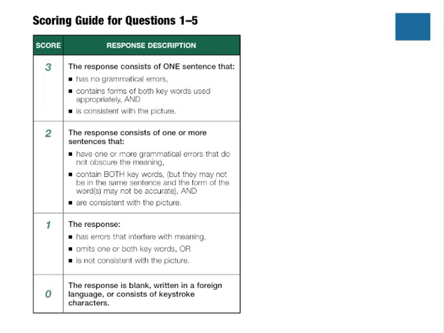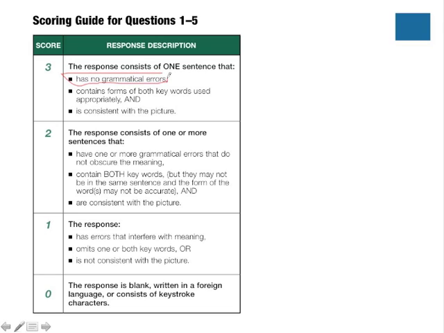Now, first off, you will notice that the score response starts with a 3. 3 is considered the highest response. And again, we notice more specifically that, on the test we need to create a response that uses only one sentence. But notice the key here right at the beginning is that it has no grammatical errors. That really is going to be one of the most important parts of determining your response. So the idea is we have to create a sentence that's consistent with the picture, that uses both of the key words, but really that is the key. No grammatical errors whatsoever.